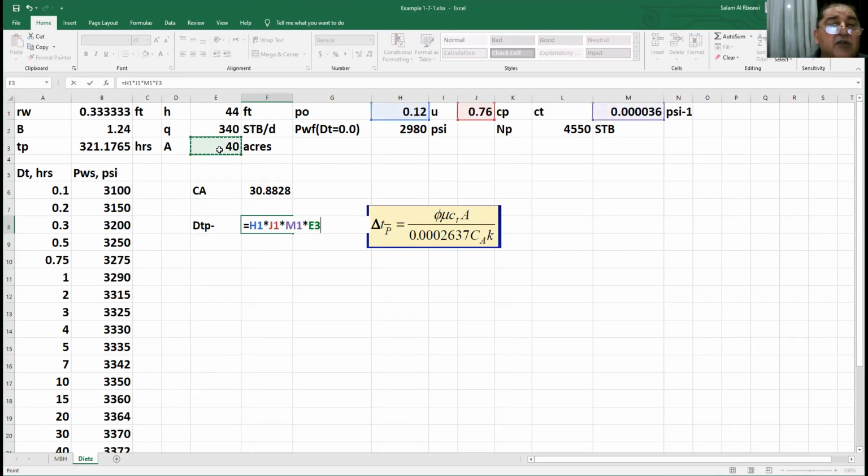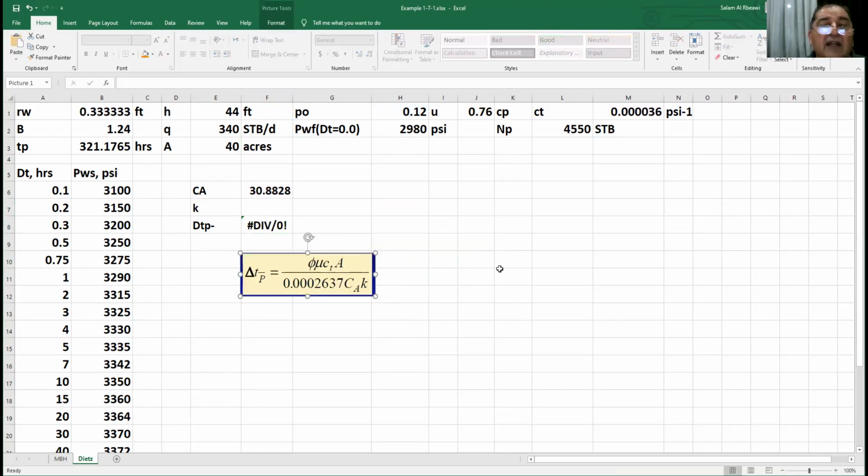Area should be changed to fit, so it is times 43560 divided by what? 0.0002637 times CA. This is CA, and K in this case. Okay, we have to calculate K in this case. So let me say that K is this one here. This is K. So what we need is the value of K.